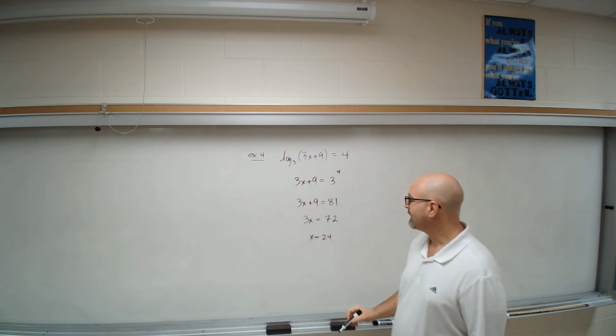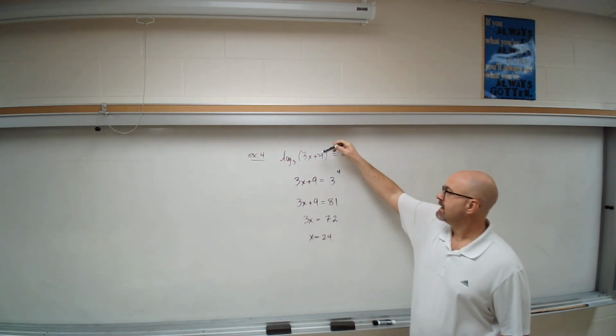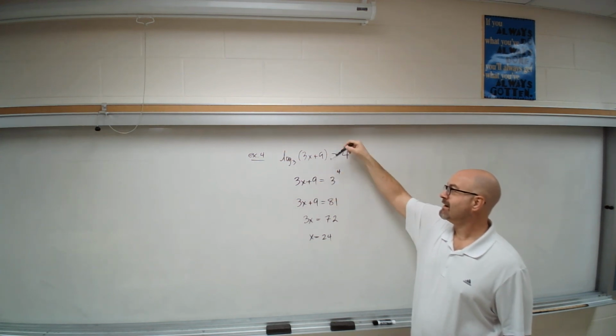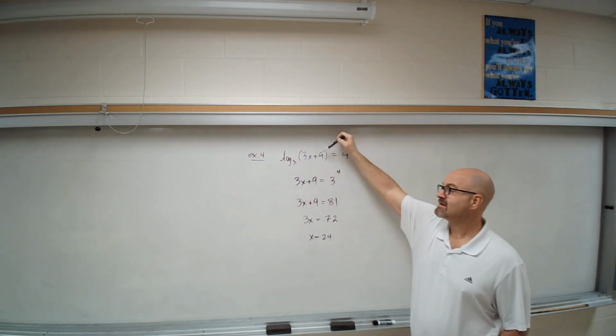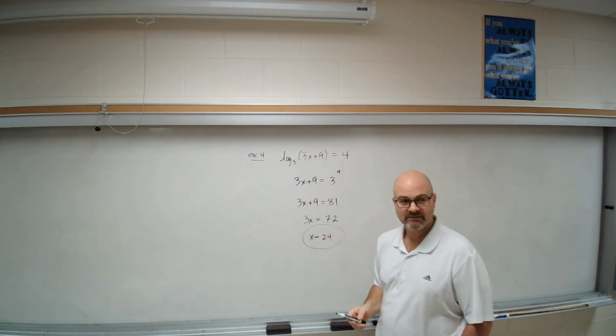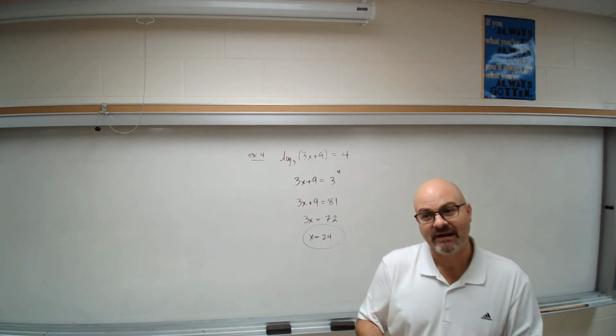Okay, now to check that, probably just run through it here. 3 times 24 we know is 72. 72 plus 9 we know is 81. Log base 3 of 81 we know is 4. That's our answer. So, that one's pretty nice. You don't have to move stuff around.